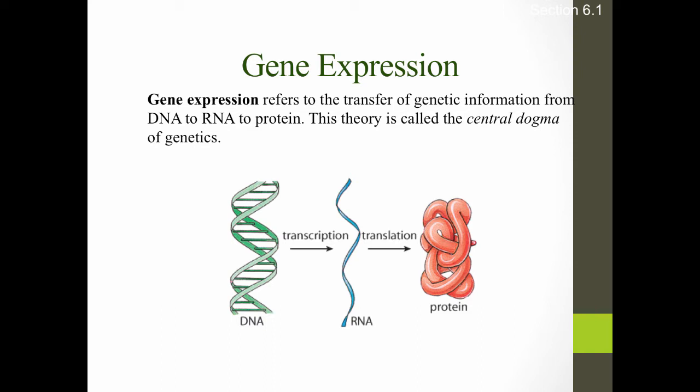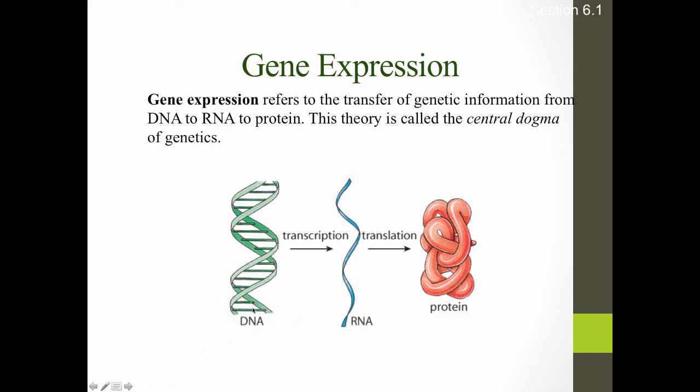So when we talk about gene expression, which is the better term, it refers to the transfer of genetic information from DNA to RNA to protein. And that is what's called the central dogma of molecular genetics. The central dogma is what's really at the heart of molecular biology, which is that our DNA codes for RNA, which in turn gives the information to make a functional protein.